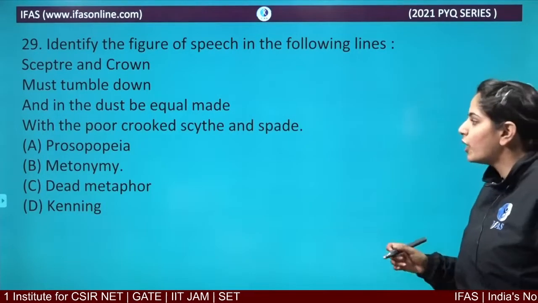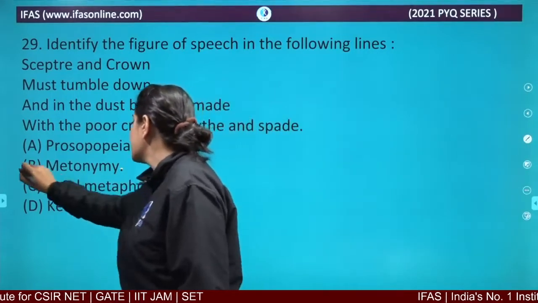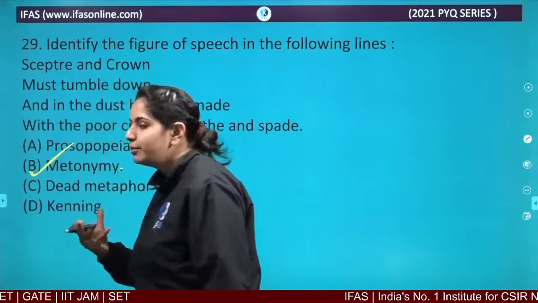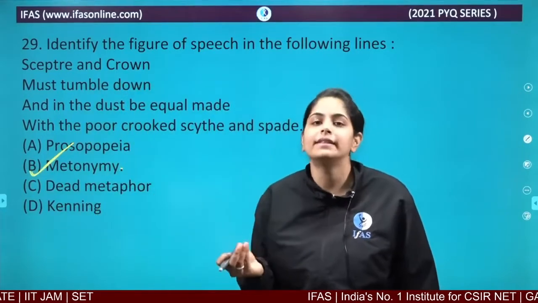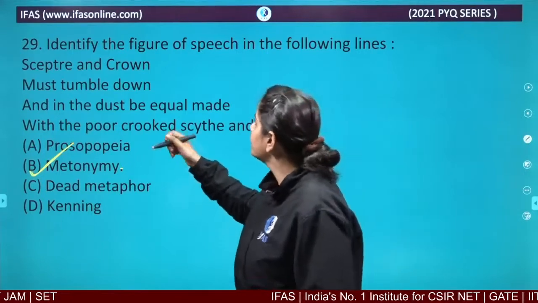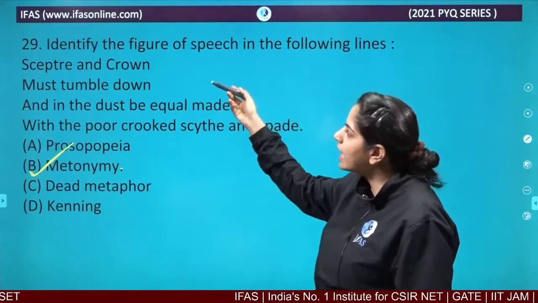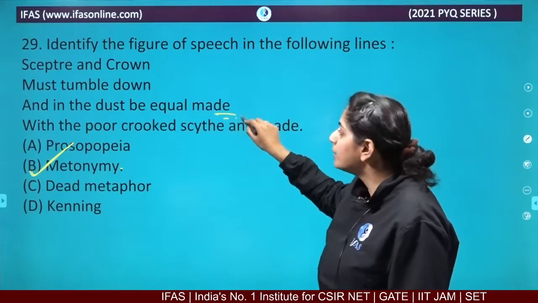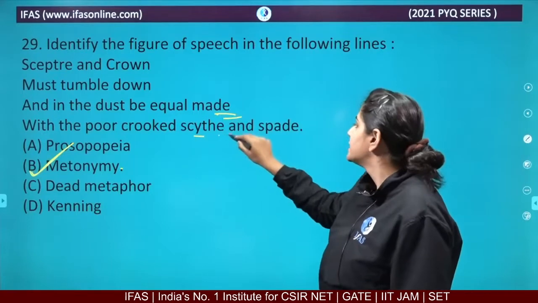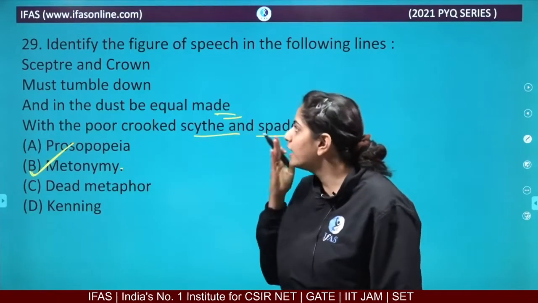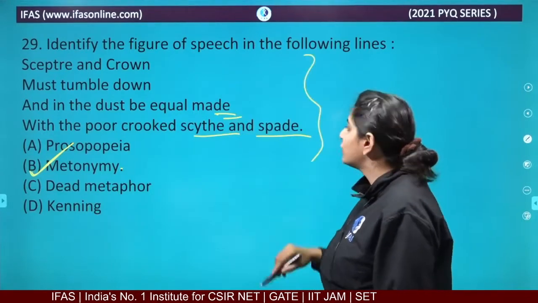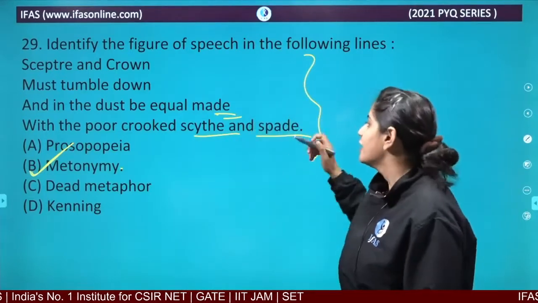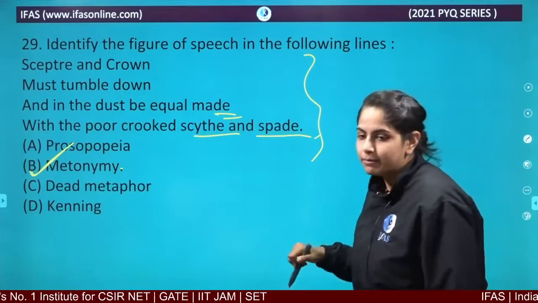Okay, so what is the answer for this question? It is the metonymy. So what's the meaning of metonymy? Metonymy is the attribute that we give for something else. Okay, so that is called metonymy. So if you see, "the spectre and crown must tumble down, and in the dust be equal made with the poor crooked scythe and spade." Here, they are trying to compare some other attributes with these lines. So that is the metonymy.